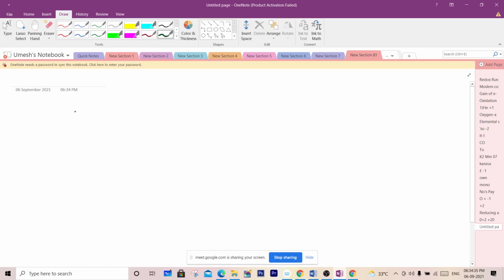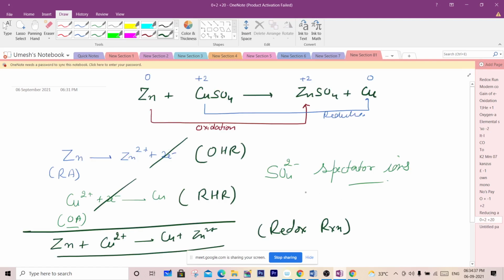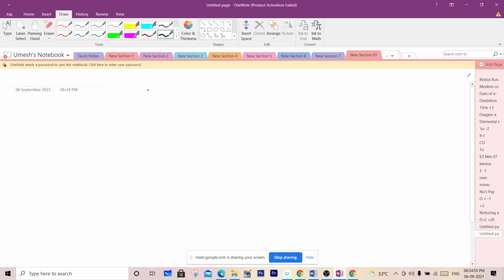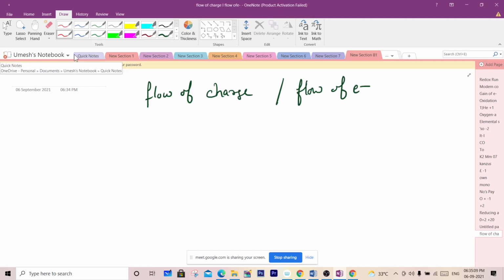Now, in this process, we can see the electrons lost by the zinc are gained by the copper. And during this process, the electrons are traveling, electrons are flowing. What do you call the flow of charge, or flow of electrons? What do you call it? Yes.